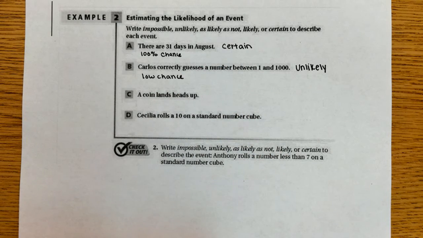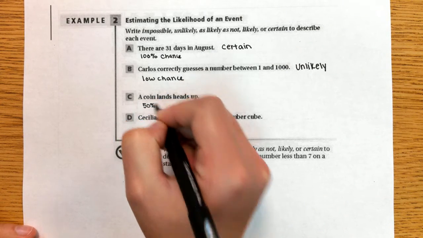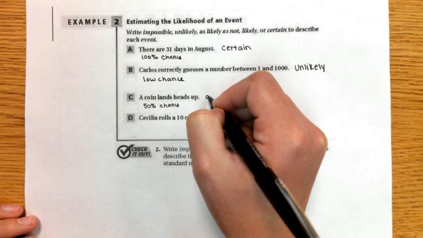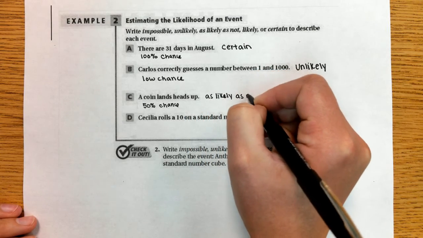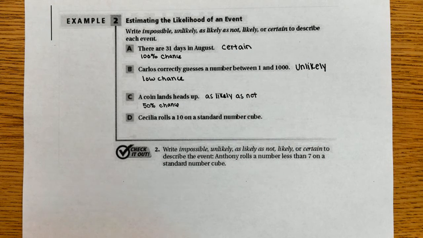For C, a coin lands heads up. So a coin has two sides, heads and tails. So this is a 50% chance. So that means our statement would be as likely as not. So there's a 50% chance that it would be heads and a 50% chance that it would not be heads.